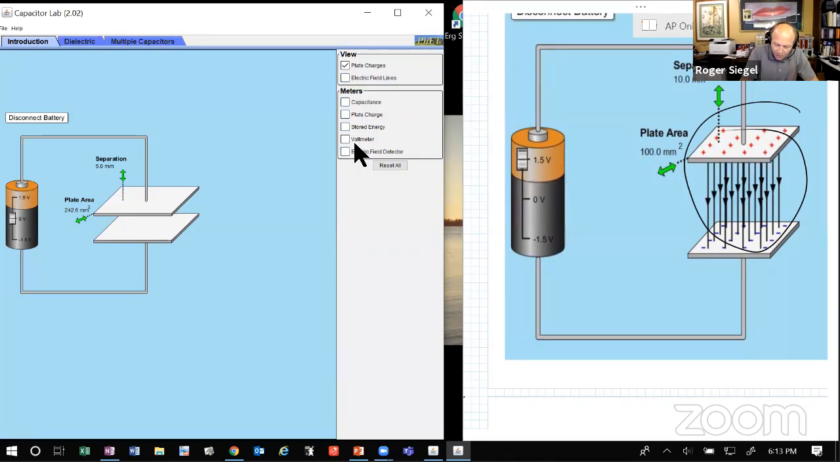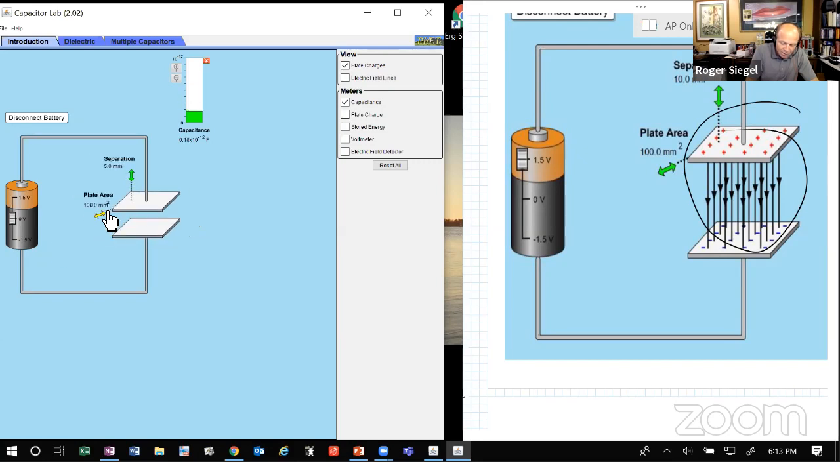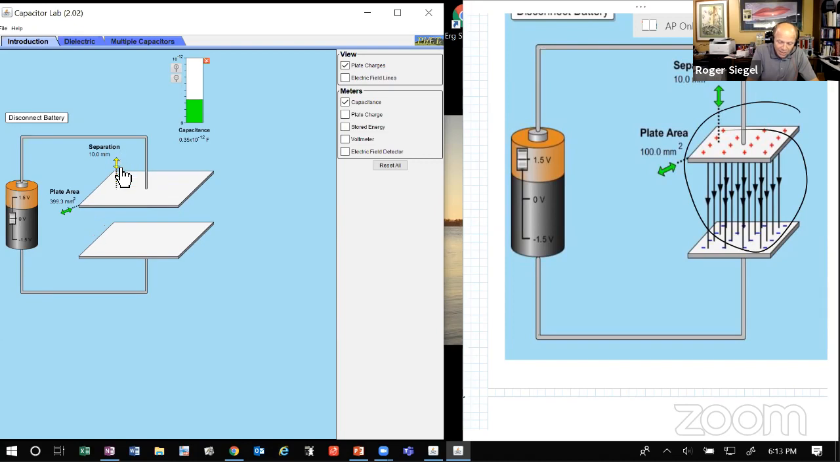If I click on my capacitance meter, you'll see if I increase the area, that's going to increase my capacitance because I can store more charge per unit voltage. If I increase the distance, that will decrease my capacitance. We know that C is equal to K epsilon naught A over D, and the distance is in the denominator, so when that gets bigger, the capacitance gets smaller.